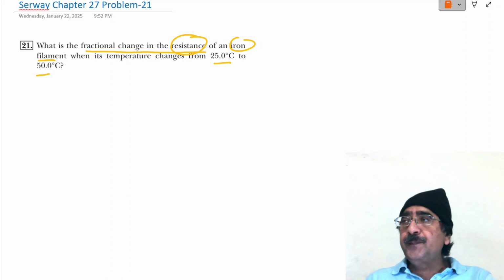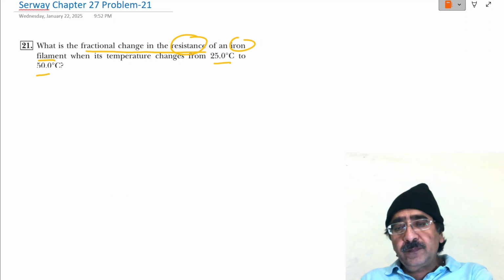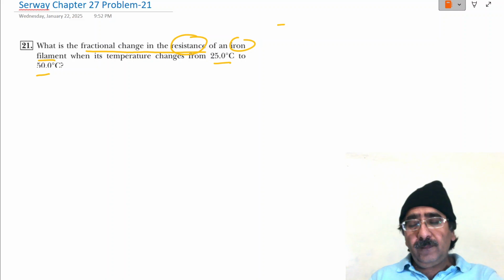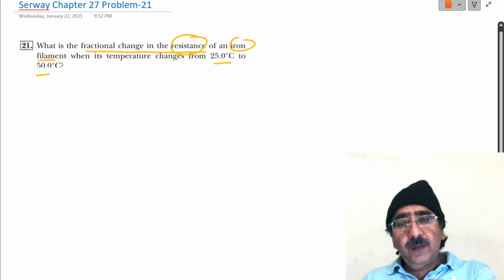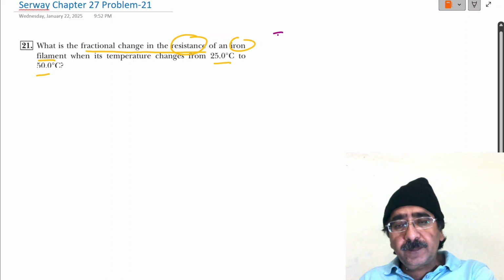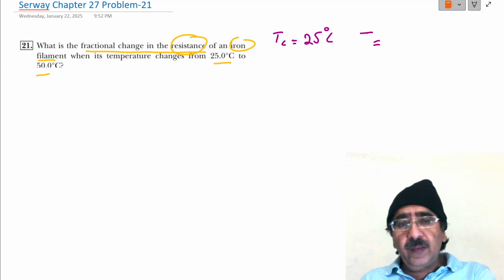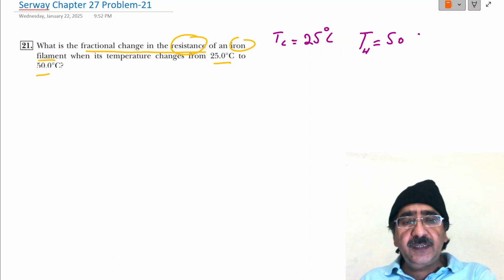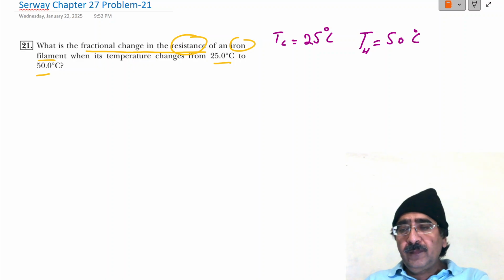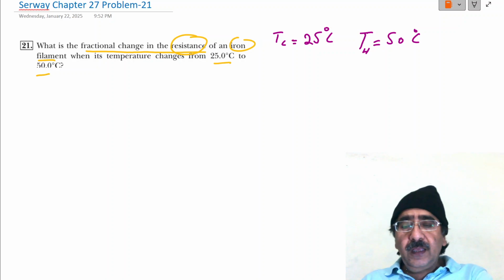The cold temperature is 25 centigrade, and it is raised from 25 to 50, so the hot temperature will be 50 centigrade. We have to find the fractional change in resistance of iron.